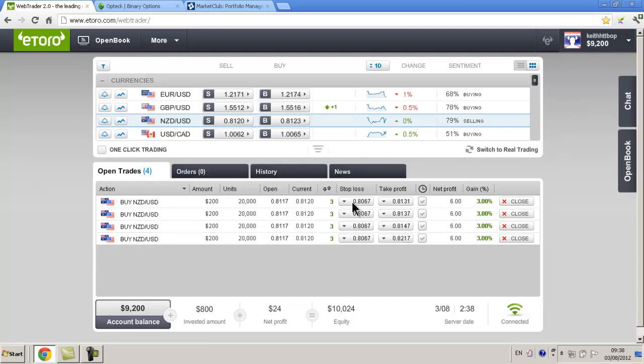Now the most dangerous part is getting into this trade, because we're exposed here for $400. Okay, we're going to keep an eye on this now. Right, that's it for this video. We'll come back and review this in the next video.